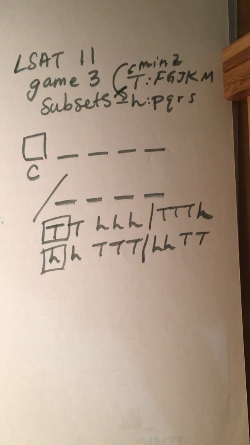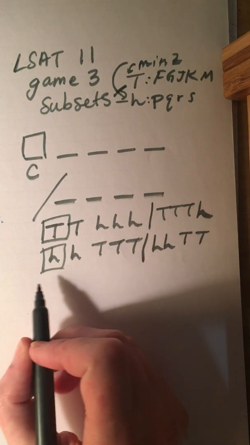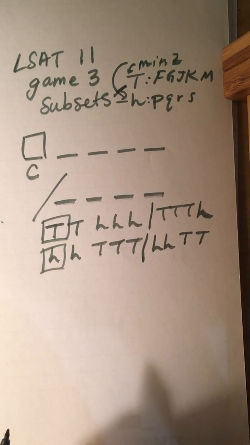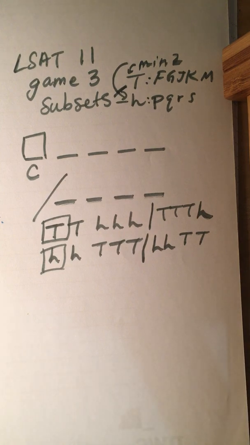Alright, so for this video I'm going to keep working on game 3 from PrepTest 11, and I've dealt with the initial setup, just sort of the blurb and the first two rules, and now I'm going to do the conditional rules at the end. So these are rules that only apply if the sufficient condition is met.